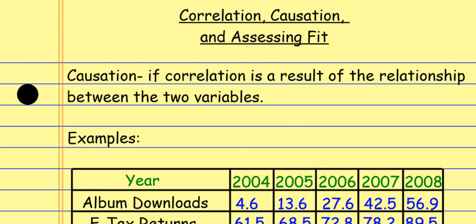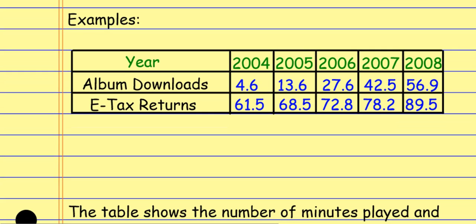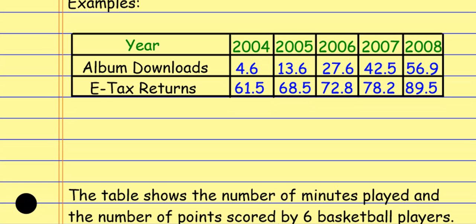For example, if I look at something like this, I want to determine if there's correlation first of all, and then secondly, is there causation to back that correlation up? So if I look at something like this, we've got the years 2004 through 2008. I have album downloads, so we're downloading music. And then I have e-tax returns, which are just tax returns that you file online through something like TurboTax or whatever, instead of doing a paper copy.